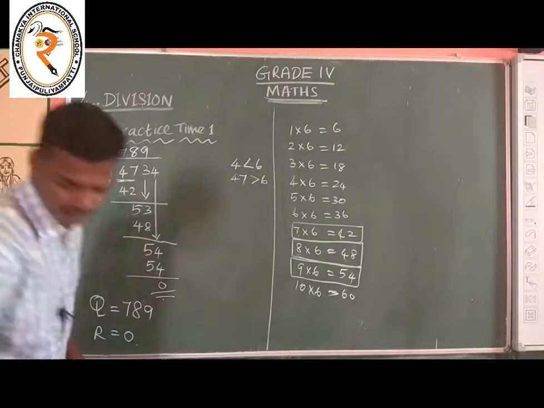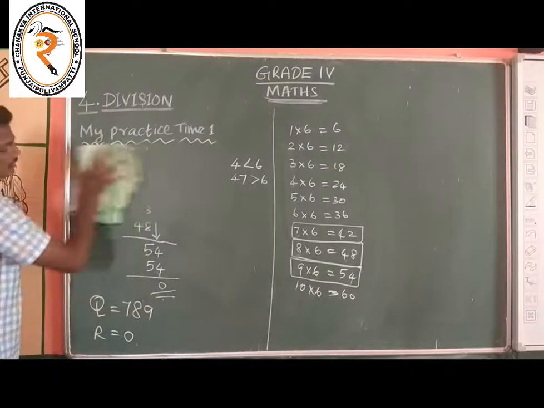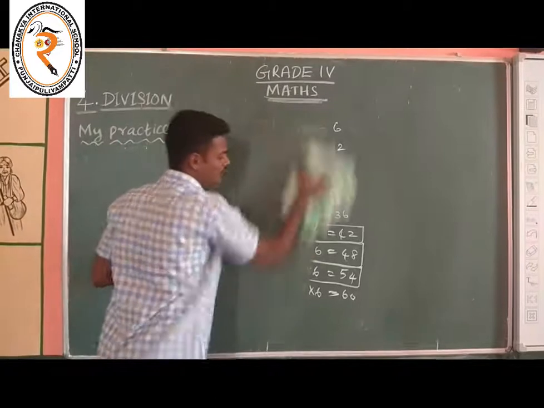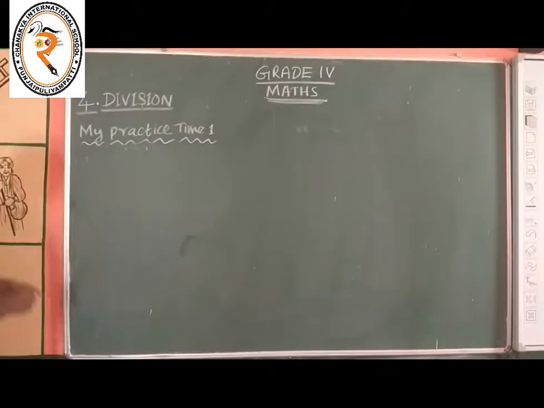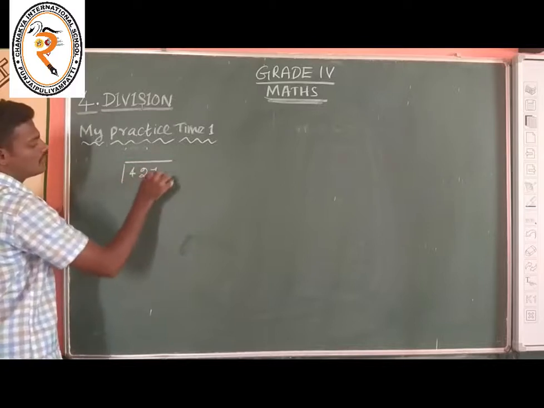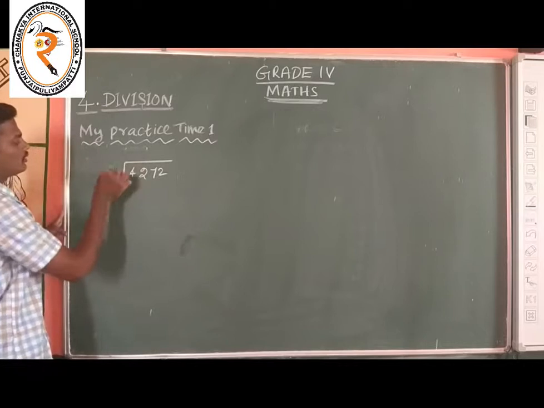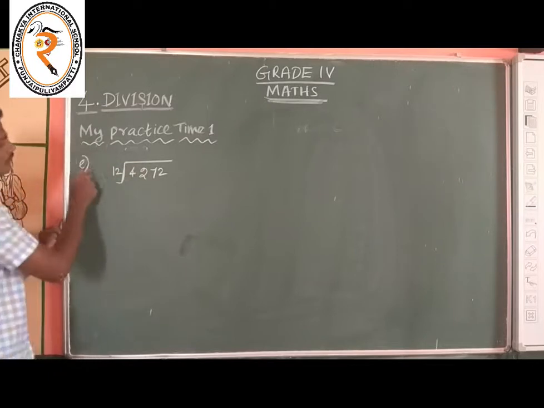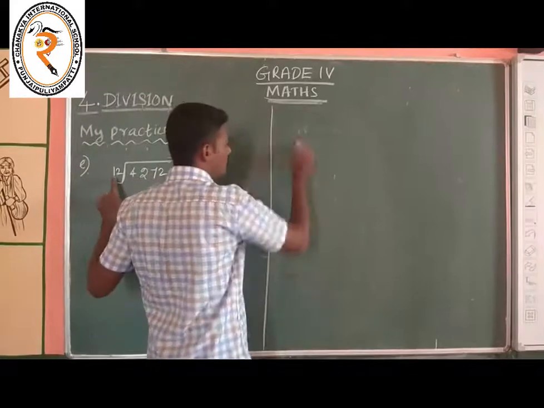And the next sum, the last sum. 4,272 divided by 12. So we write the 12th table.